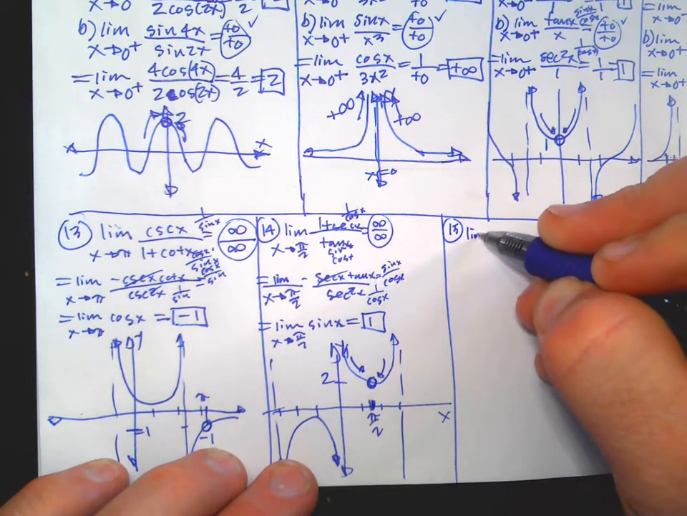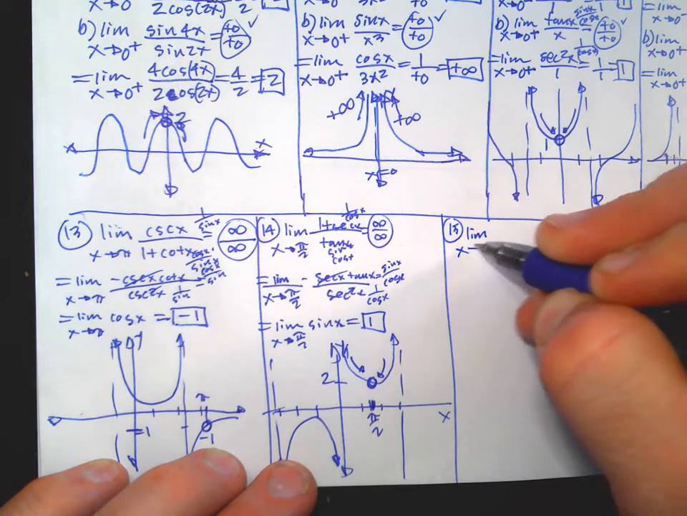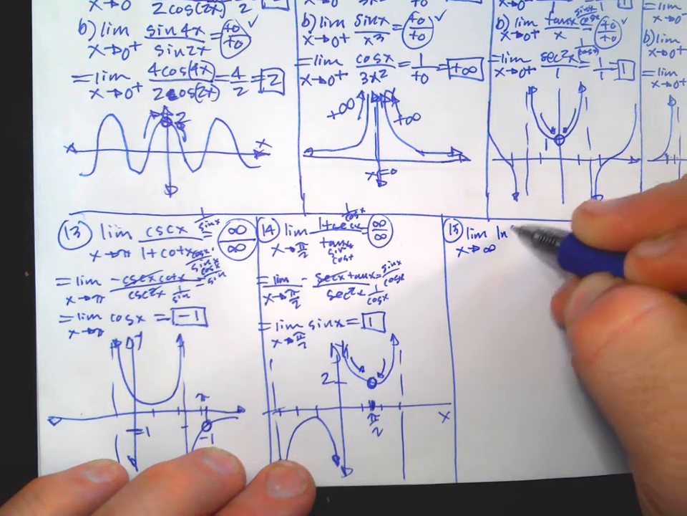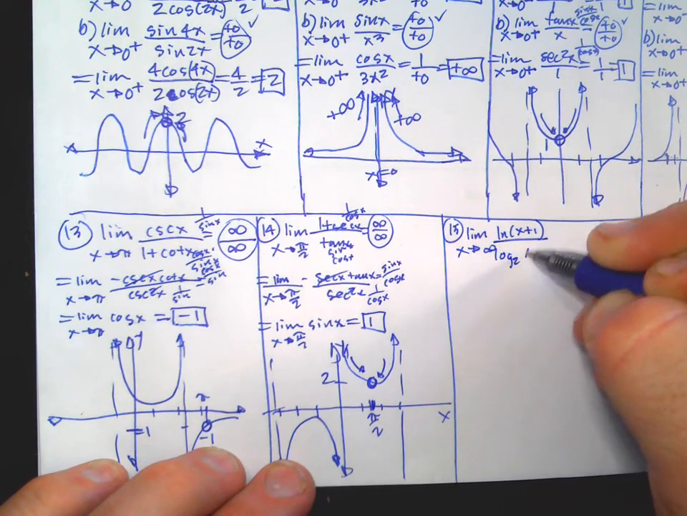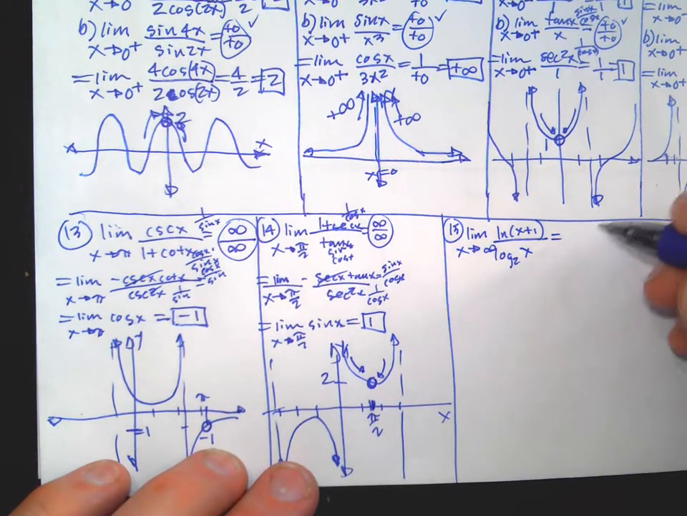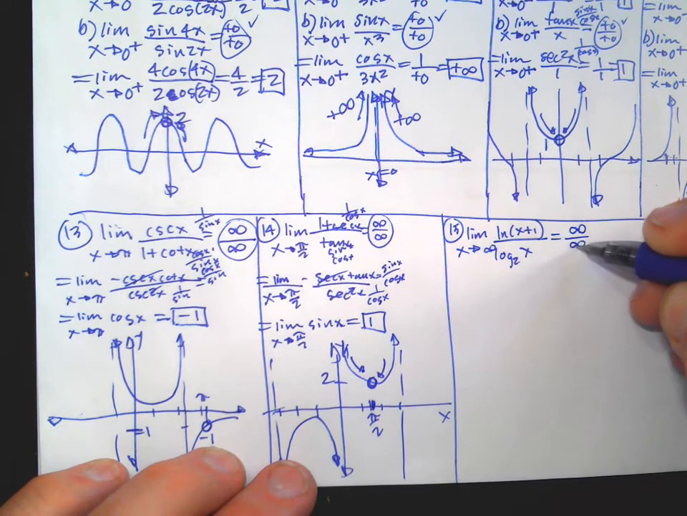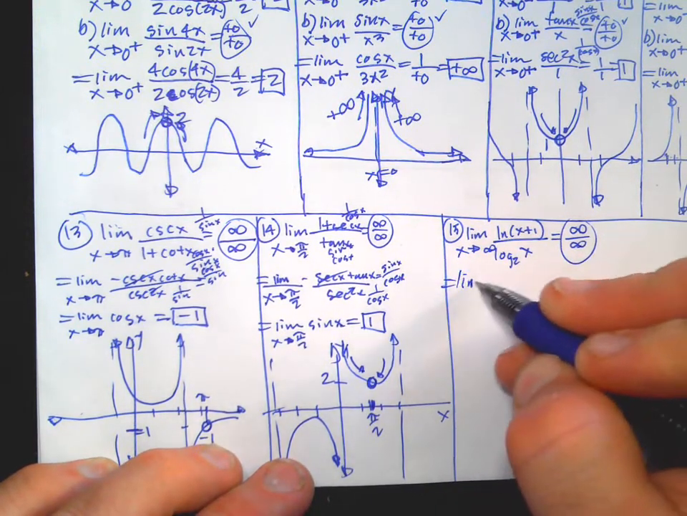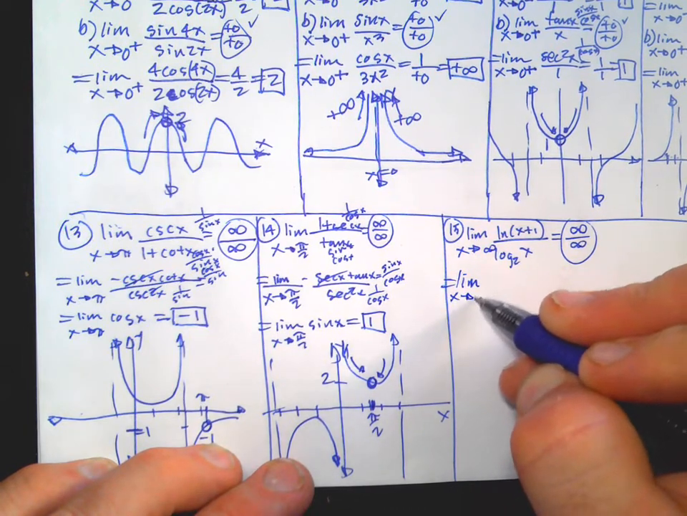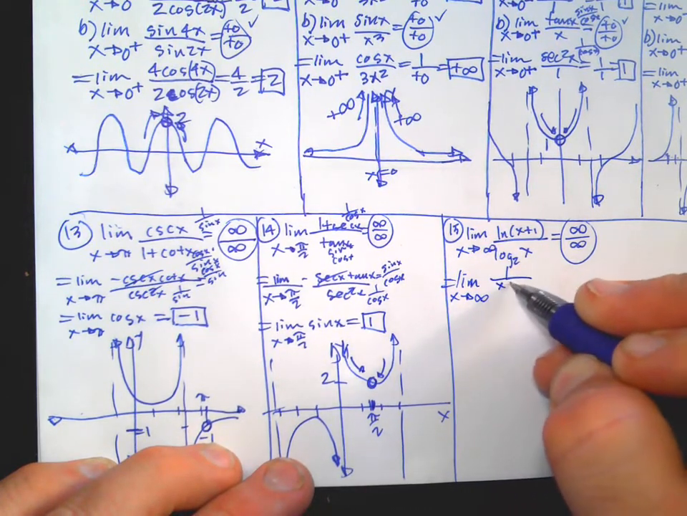Limit as x approaches infinity of natural log of x plus 1 over log base 2 of x. As you go to infinity, natural log graphs go to infinity. So this is infinity over infinity. So then we do L'Hopital's rule. 1 over what's inside times root of what's inside.